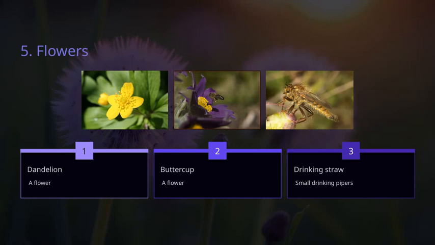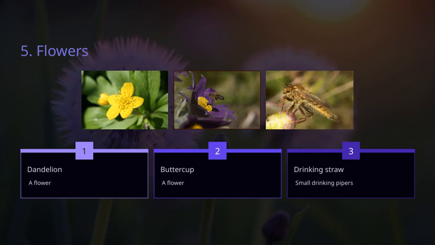Let's take a closer look at some common flowers and natural objects we encounter. First, we have the dandelion, which is a familiar flower that many of us see in lawns and fields. It's interesting because, beyond its beauty, it also plays a role in the ecosystem. Next, we have the buttercup, another common flower known for its bright yellow color, often found in meadows and gardens. These flowers are not only visually appealing, but also important for pollinators like bees.